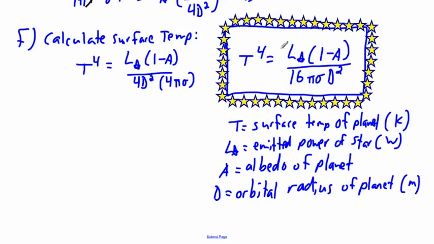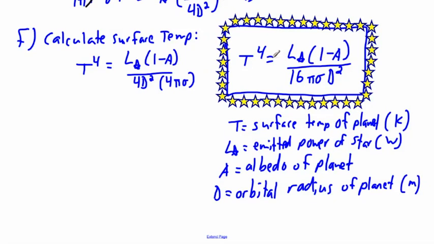Now, of course, this is T to the power 4 is all this. So once you calculate this, you'd have to take the fourth root of this, or take this whole thing and bring it to the power 1 over 4. But that's doable, I think. So what we can do then is take a look and use this.